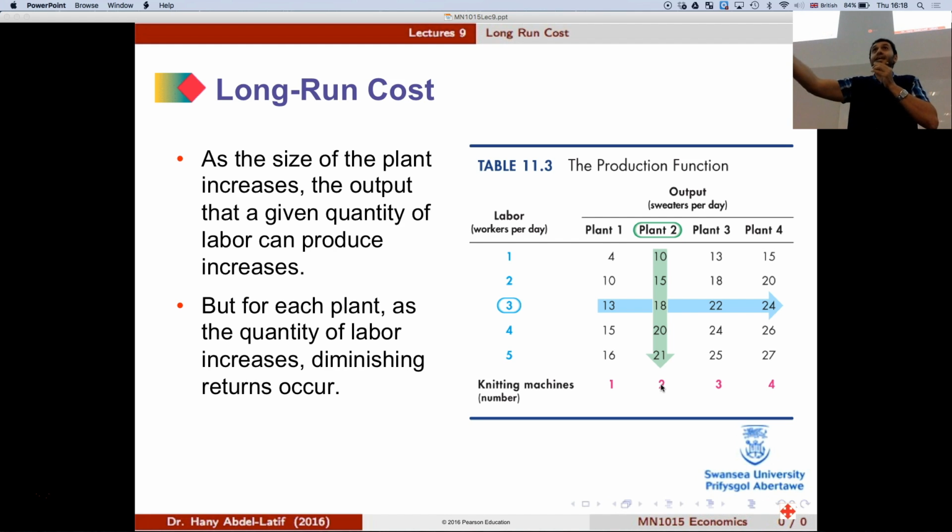It's the long run, exactly. So that's the long run. So I can't change capital as well. So that's why I could look horizontally or could look this way. So you see, the contribution in the first machine was 13 sweaters per day.